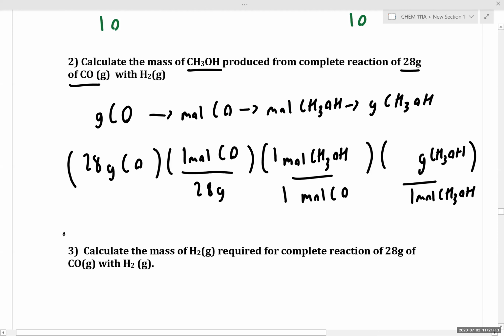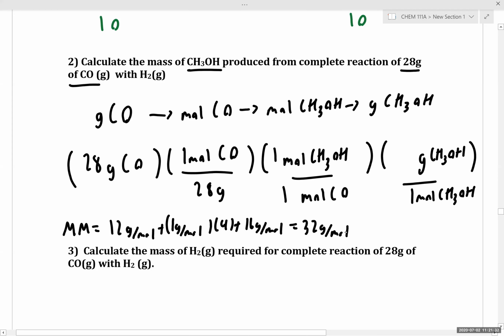So calculating the molar mass really quickly, we have 12 gram per mole plus 1 gram per mole times 4 plus 16 gram per mole. That gives us a molar mass of 32 gram per mole. So punching this into our calculator now, we have 28 over 28 times 32, and that in turn gives us 32 grams of methanol produced.